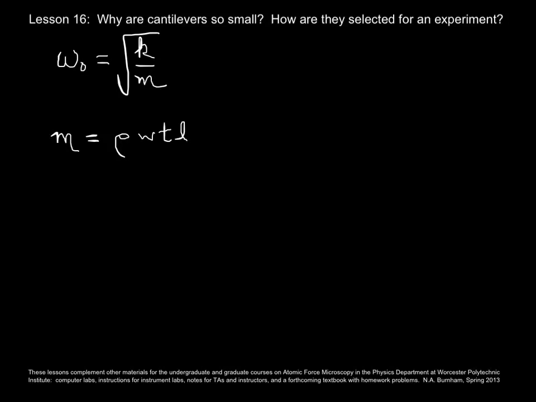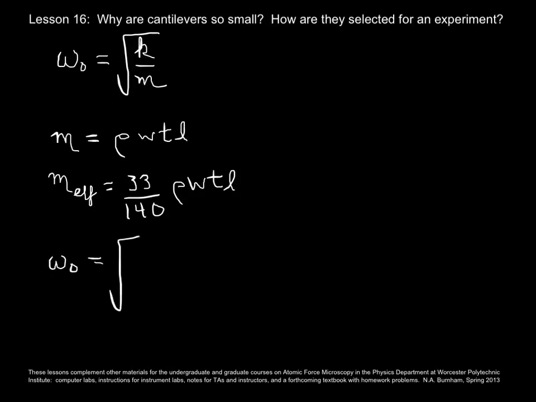So it turns out that we use an effective mass, which is a fraction of what you would instinctively think would be the answer. It's 33 over 140 of the density times the volume. Now we can go and solve for the resonant frequency.